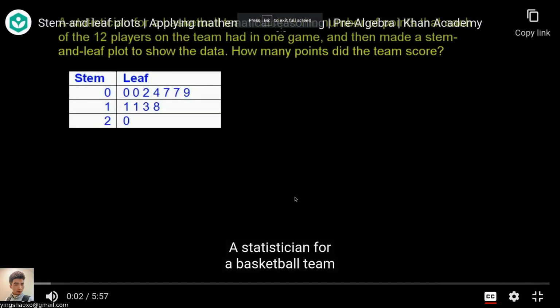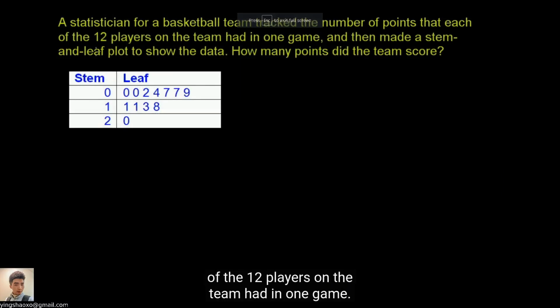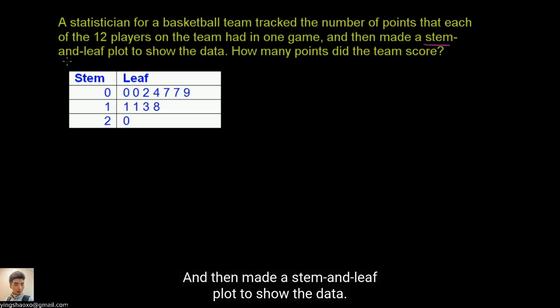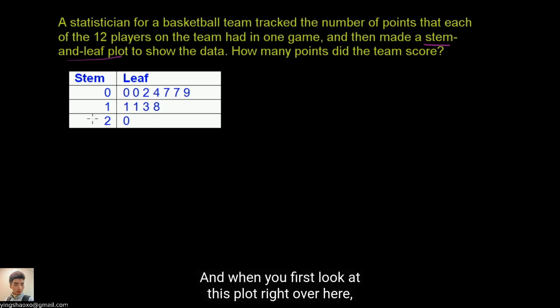A statistician for a basketball team tracked the number of points that each of the 12 players on the team had in one game, and then made a stem and leaf plot to show the data. How many points did the team score? When you first look at this plot right over here, it seems a little hard to understand. Under stem, you have 0, 1, 2. Under leaf, you have all of these digits here. How does this relate to the number of points each player actually scored?